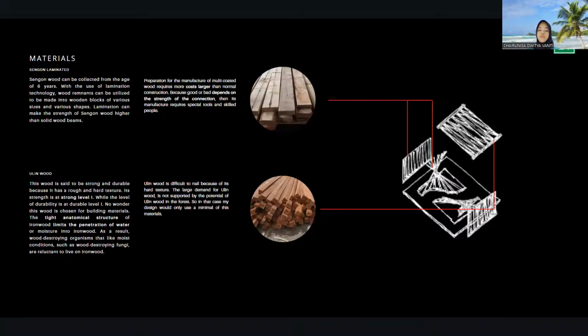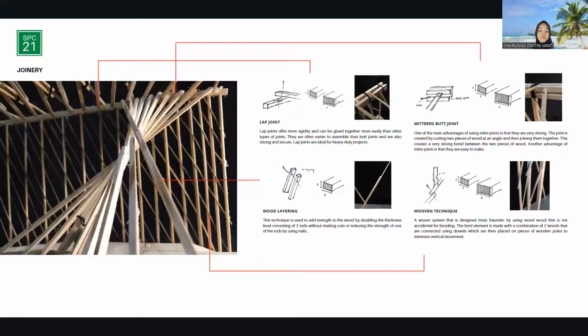This wood is said to be strong and durable, with a hard texture, and pleasant at first, having a tight anatomical structure that limits water penetration and doesn't have any termites. Moving to the building general details, the first unit is the lap joint.